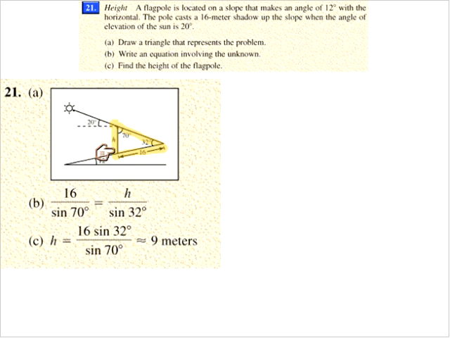Setting up your proportion, let's take a side and set it over the opposite angle. So 16 over sine 70 equals side h, which we're trying to solve for, over sine of 32. When we cross multiply, we get h times sine of 70 equals 16 times sine of 32. Divide each side by sine 70 to get approximately 9 meters then.